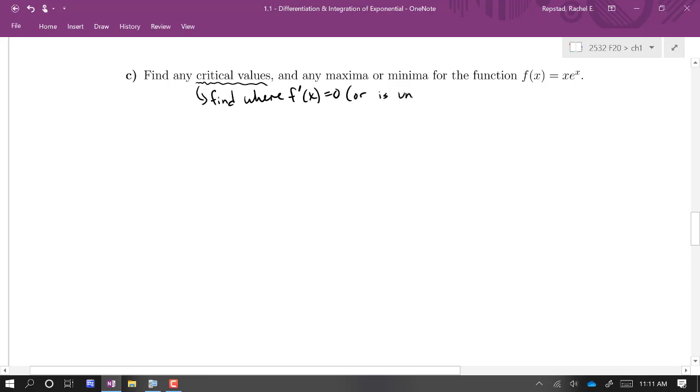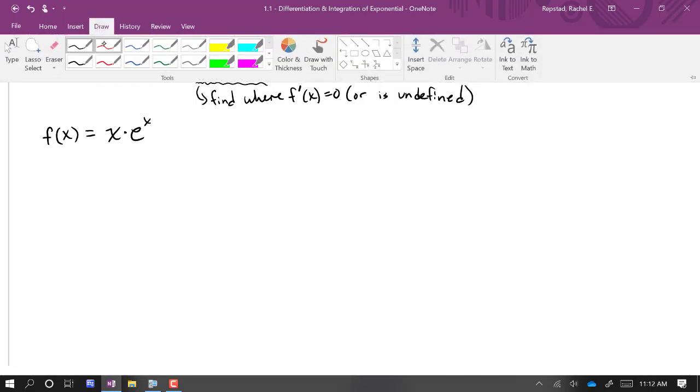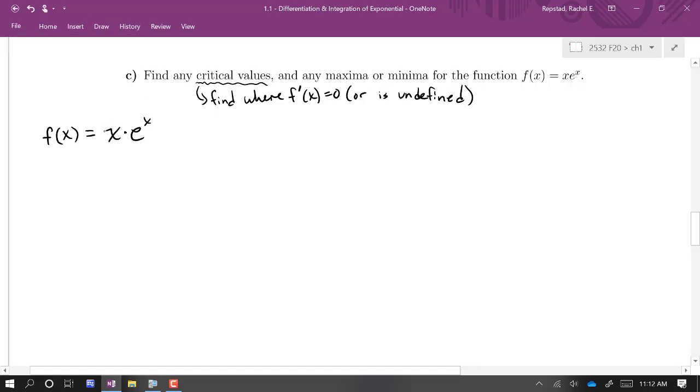So we're going to start this by finding the derivative. So f of x is equal to x times e to the x. So this is a product, and we are going to use the product rule. So my two factors, I'm going to call them u and v. So let's say here's u and here's v. These are the things that we're multiplying together.